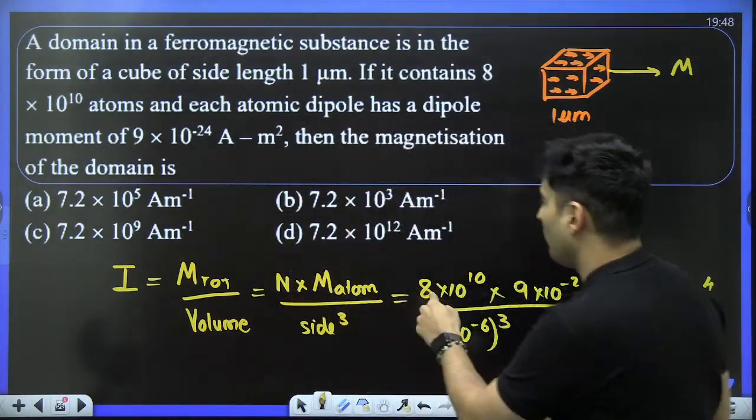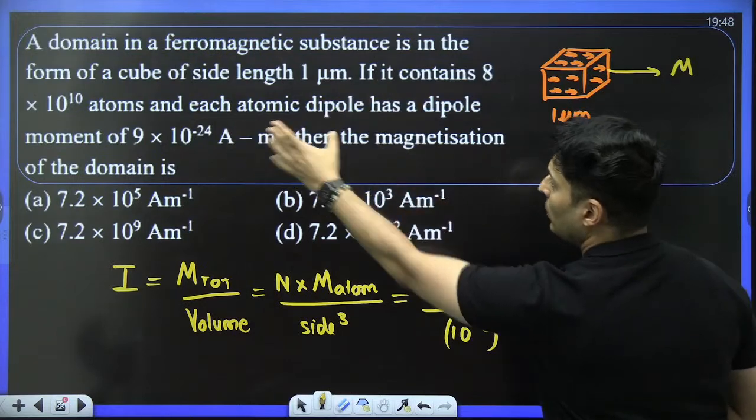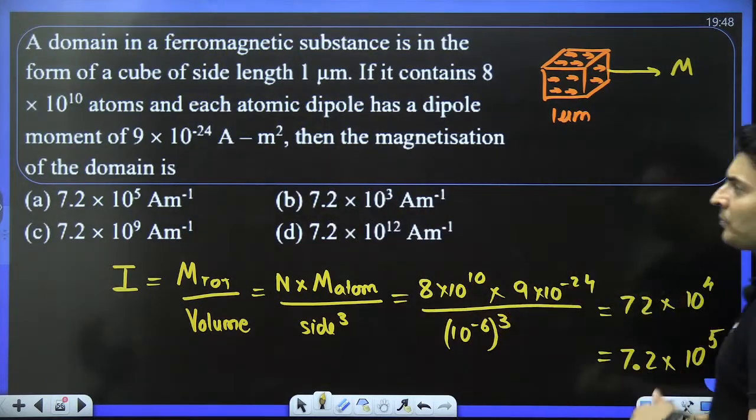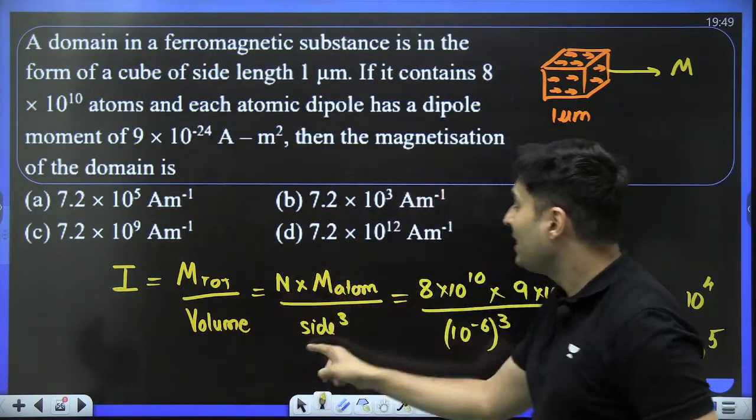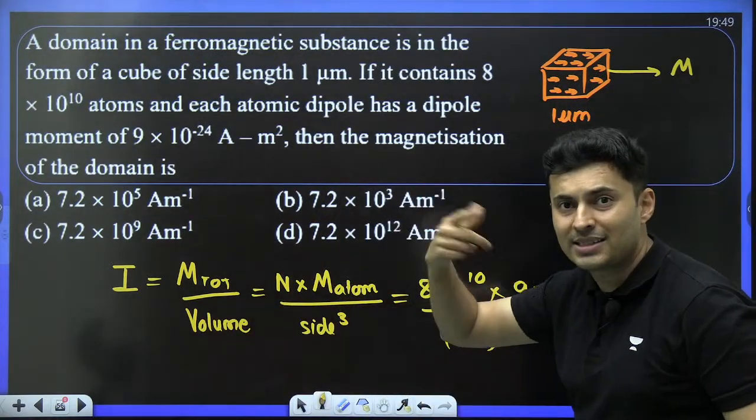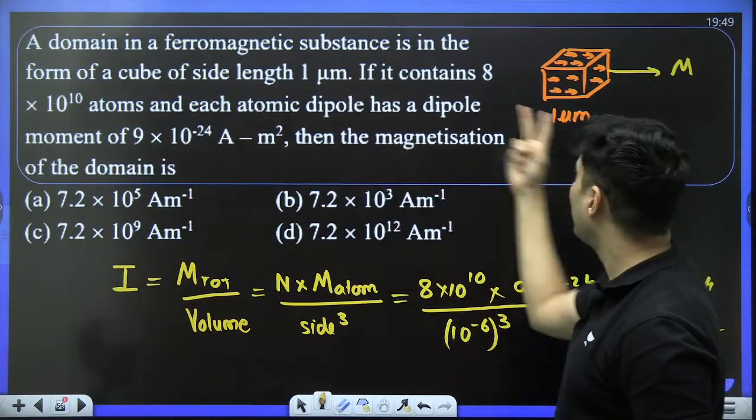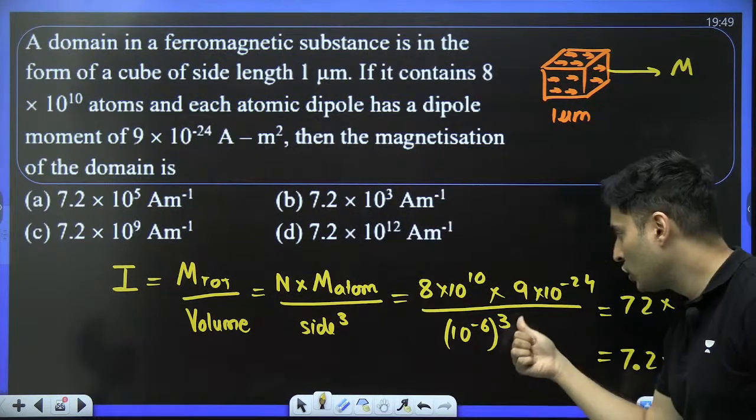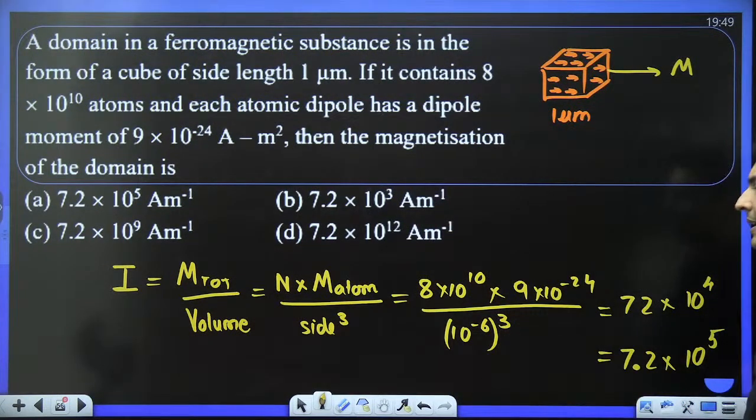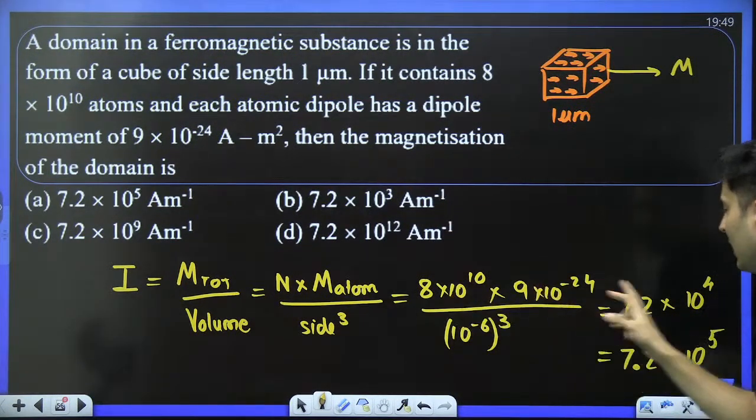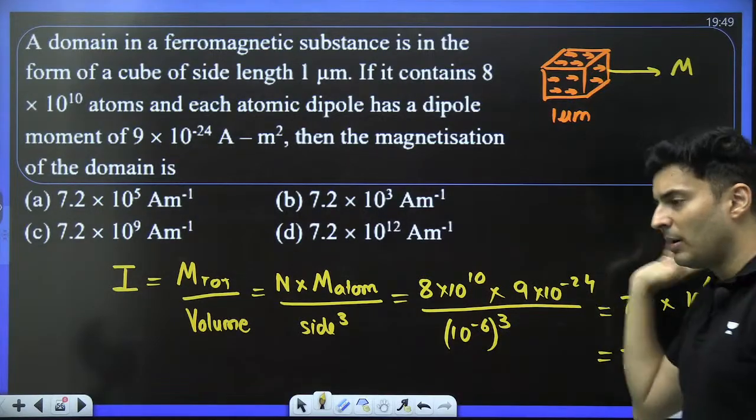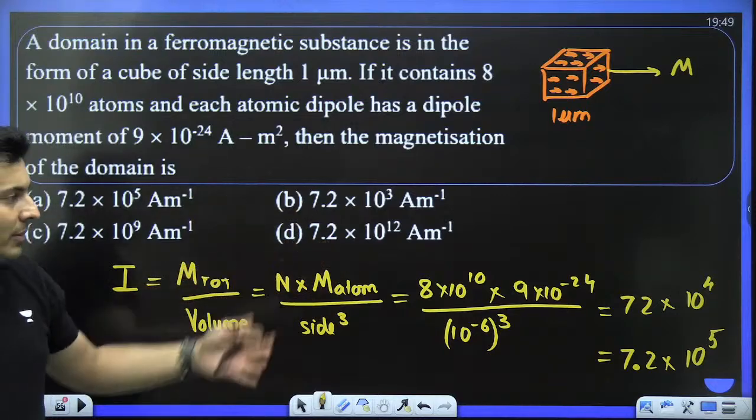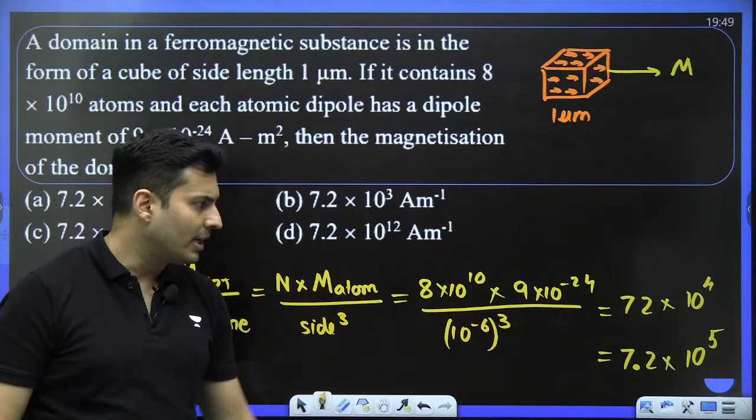This one. So number of atoms, which is 8 into 10 to the power 10 into this, which is 9 into 10 to the power minus 24. Per unit volume, volume means side cube. Volume of a cube is side cube. So side length is 1 micrometer. Micro means 10 to the power minus 6. Cube it. It will become 10 to the power minus 18. Now 8 9s are 72. You can adjust the powers. You will see it will be 10 to the power plus 4. Shift the decimal, it will become 10 to the power 5.